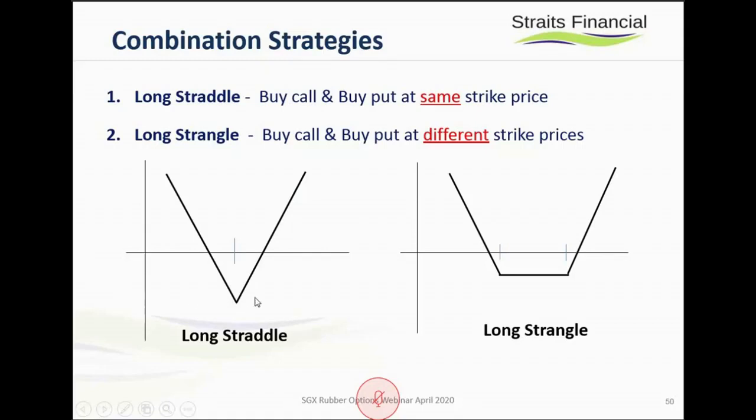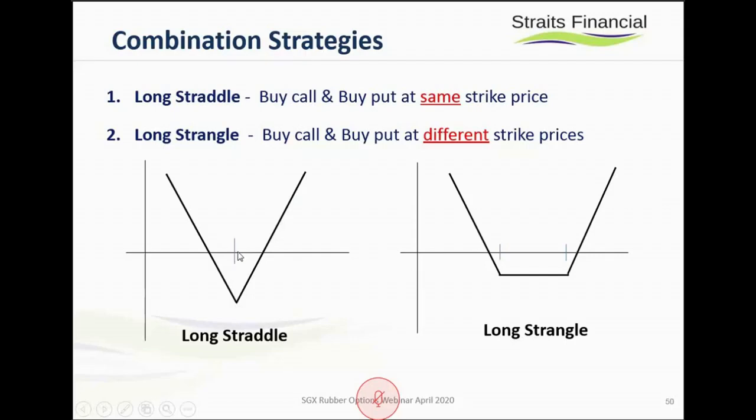So it is a very expensive strategy. So long straddle, you expect a big move, but you are not sure of which direction, up or down. It's a good strategy. But if the market doesn't move, you are dead. Why? Because you lost both the premiums. So the premium is quite expensive if you choose the same strike price.